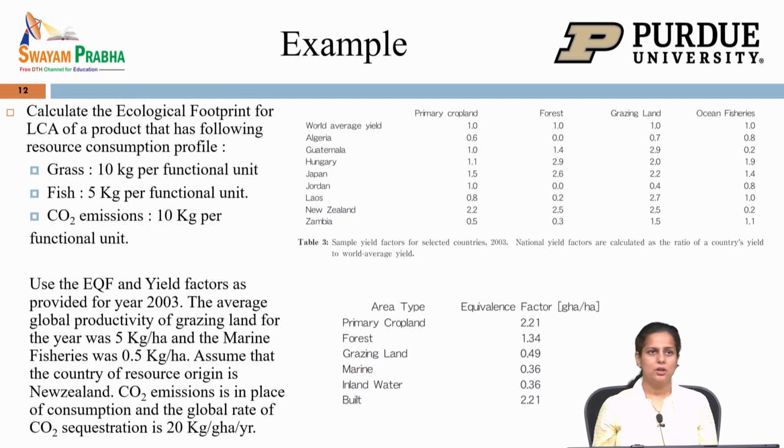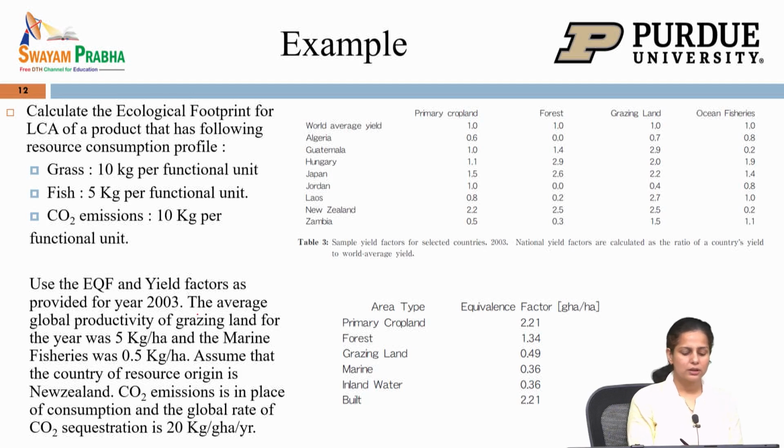So, let us look at this example. In this example, you see that an LCA analyst has conducted the LCA, and for the functional unit, they have the total amount of grass input as 10 kg per functional unit. Fish input required in their process is 5 kg per functional unit, and the CO2 emissions from their process is 10 kg per functional unit. The table gives you the yield and the bottom table gives you the equivalence factor. So, I would ask you to use the equivalence factor and yield factors that are provided for year 2003.